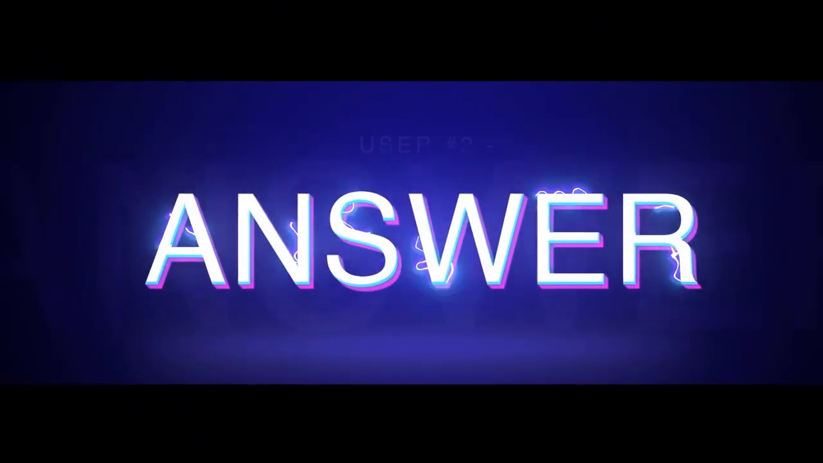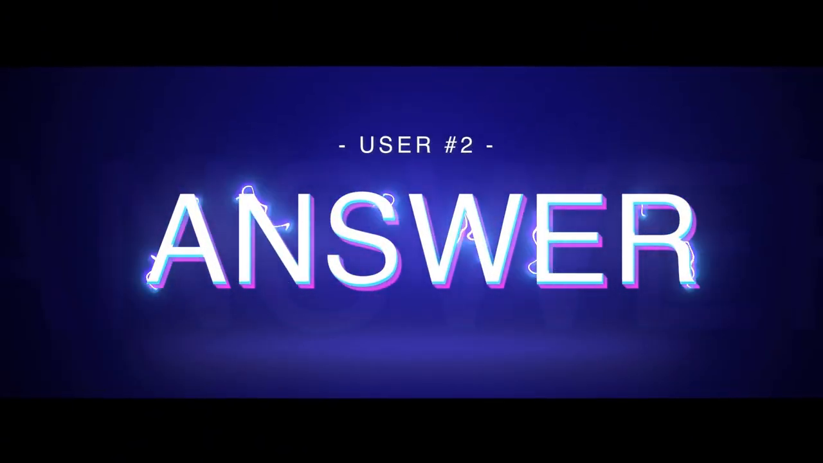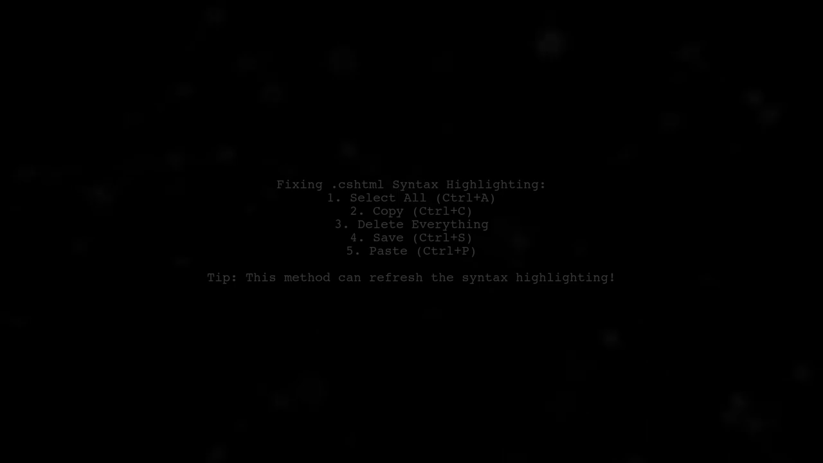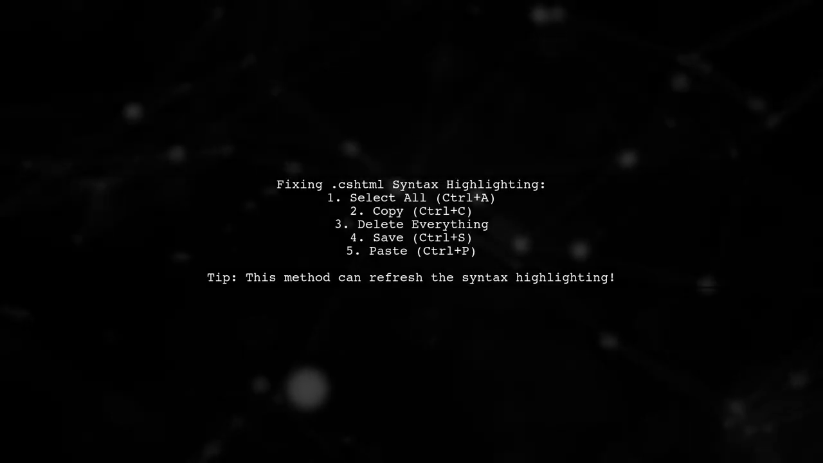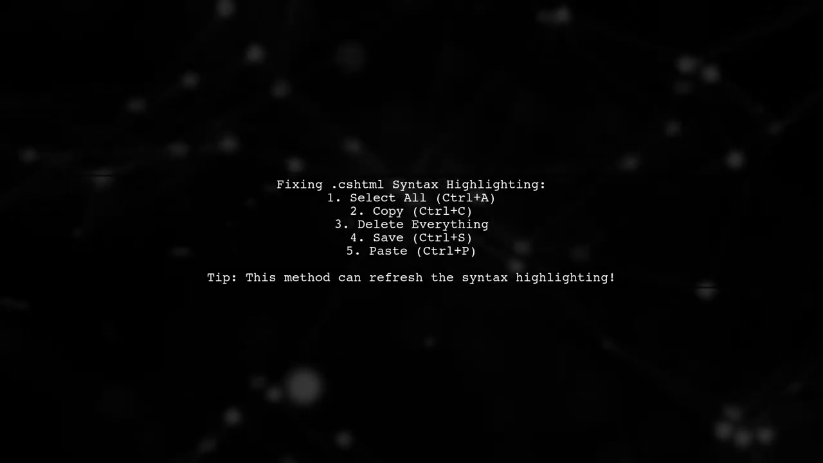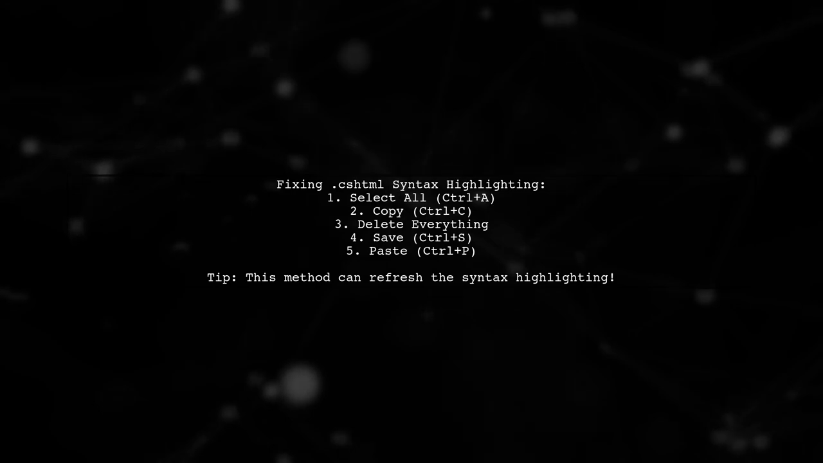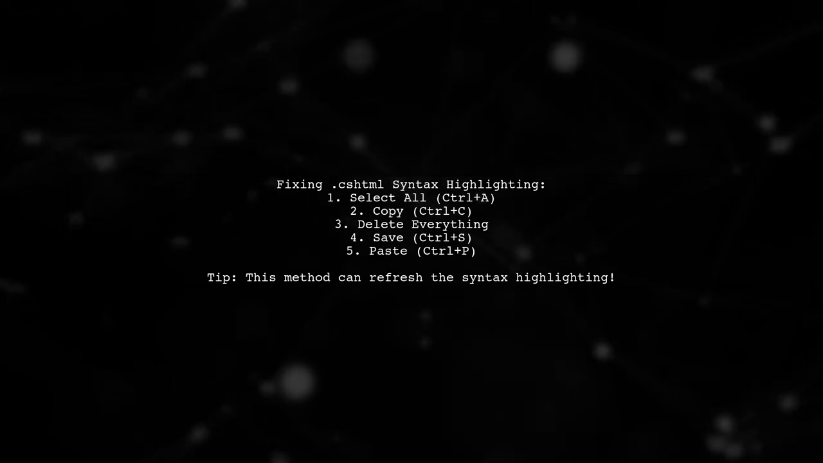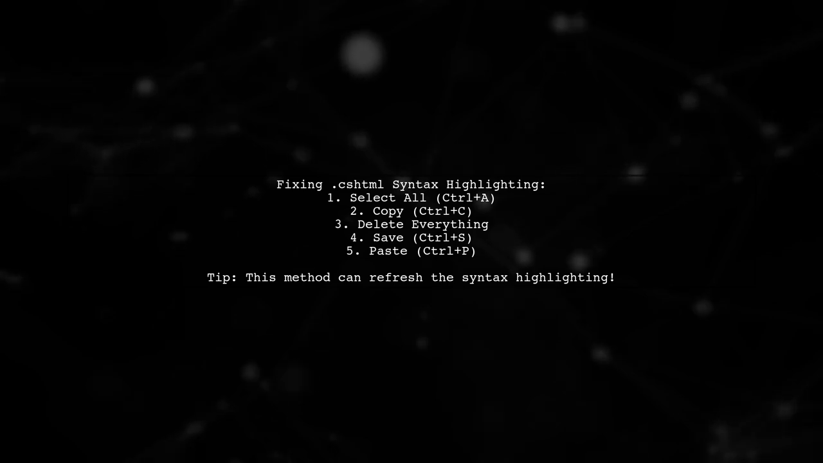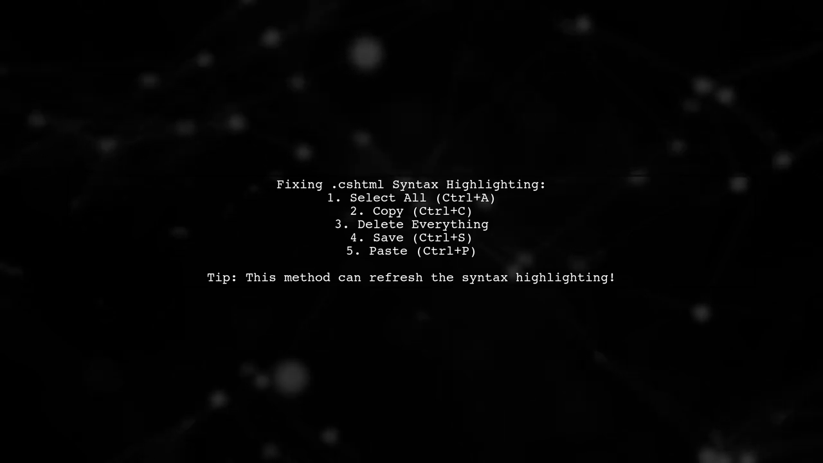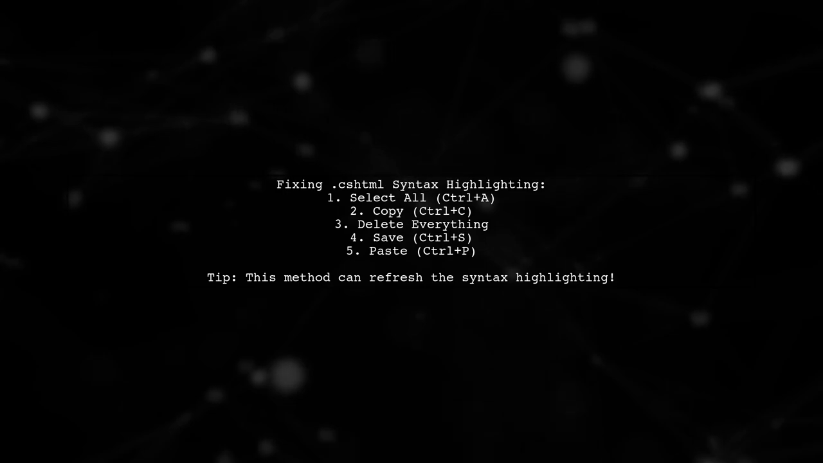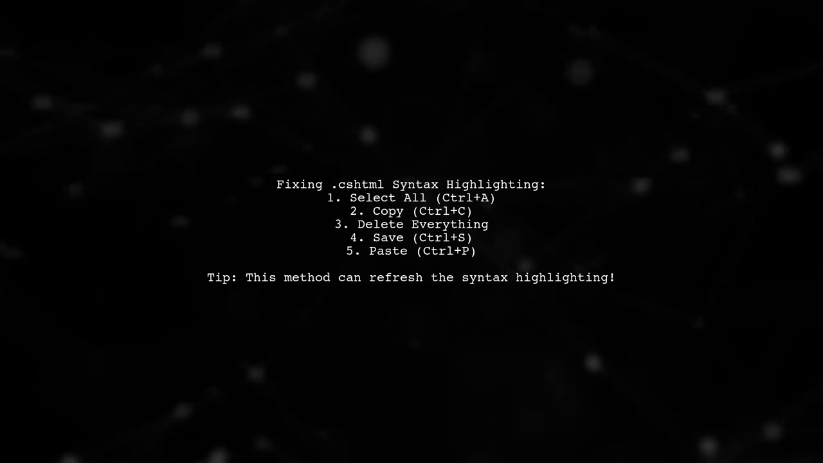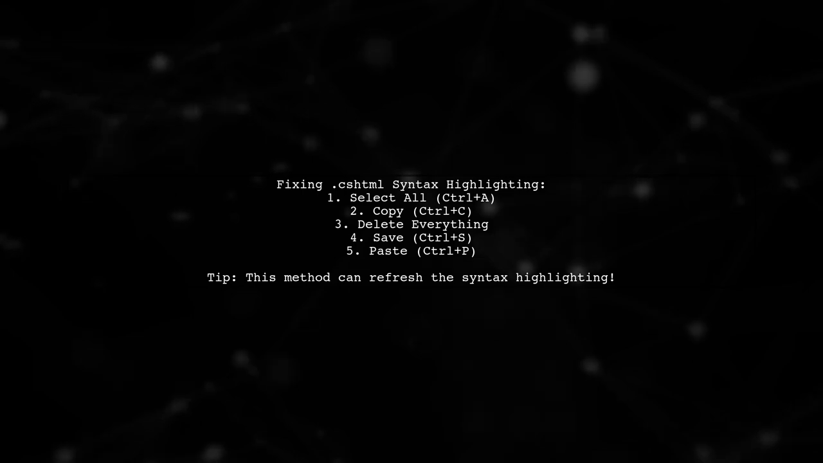Let's now look at another user-suggested answer. To fix syntax highlighting issues in Visual Studio 2017 for .cshtml files, try this simple trick. First, select all the content in your file and copy it. Then, delete everything and save the empty file. Finally, paste your content back in. This method worked for me.